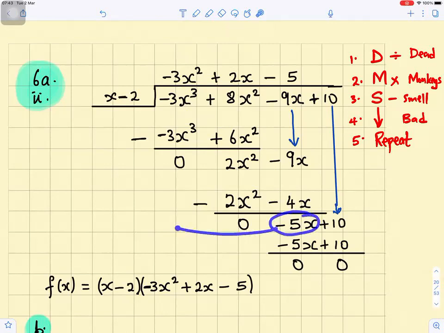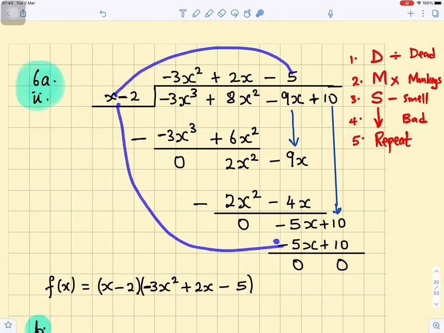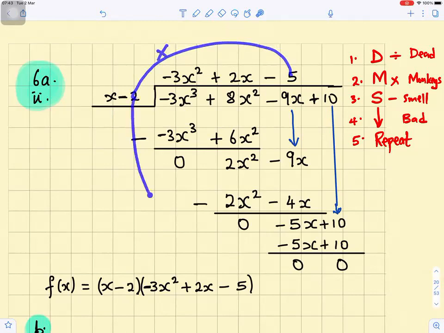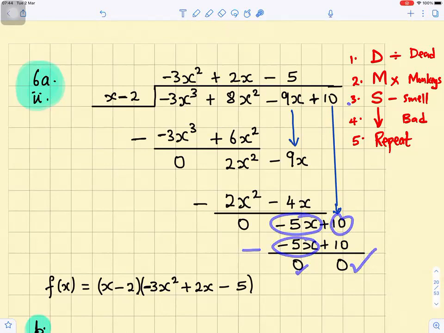Minus 5x divided by x. The x would cancel. You're left with minus 5. Number 2, multiply minus 5 times x. It gives you minus 5x. Minus 5 times minus 2 gives you plus 10. Number 3, you subtract. Minus 5x minus 5x is 0. 10 minus 10 is 0.